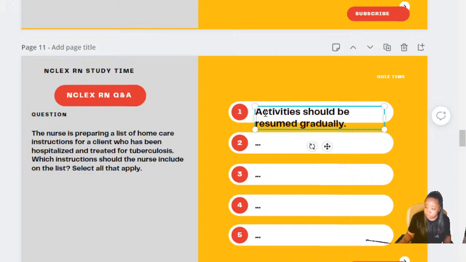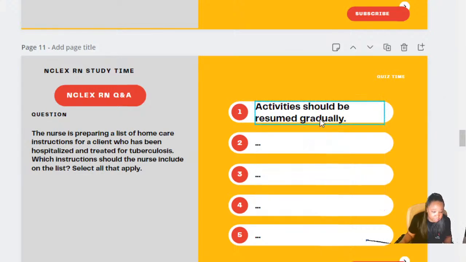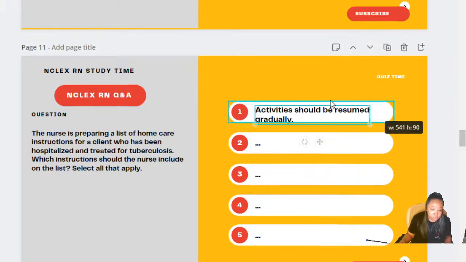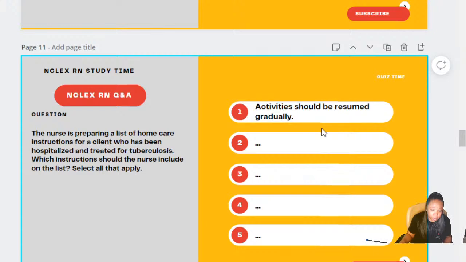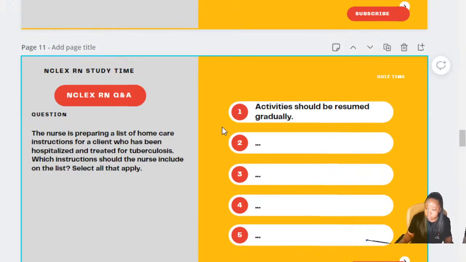This is the first one. The first one says activities should be resumed gradually. Remember the patient just came from the hospital because of TB, and the TB caused the patient to be very weak, and because of all the underlying disease and all the other stuff that goes with the TB, right? So gradual activities should be one of them.